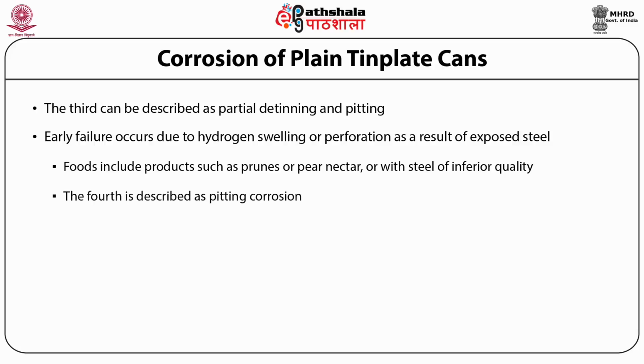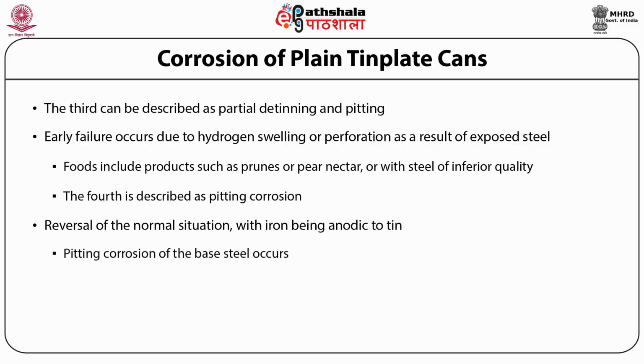And the fourth type is described as pitting corrosion, which is a reversal of the normal situation, with iron being anodic to tin. Thus the tin does not corrode, but pitting corrosion of the base steel occurs. In rare cases, pitting corrosion will also occur when the tin is in fact corroding but at too slow a rate to provide sufficient electrochemical protection to the exposed steel.